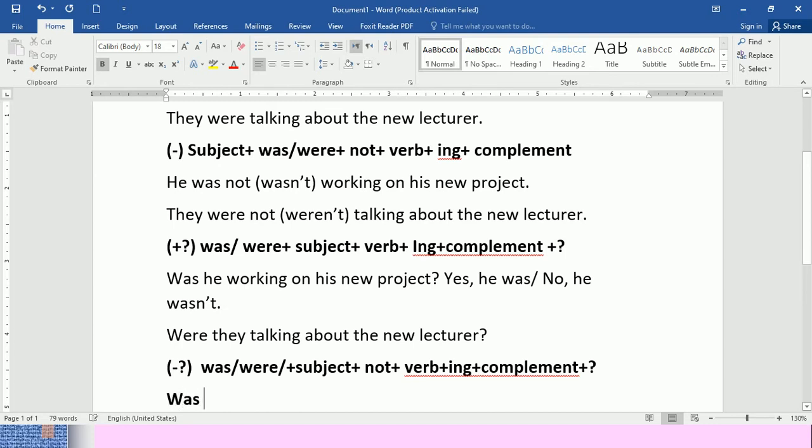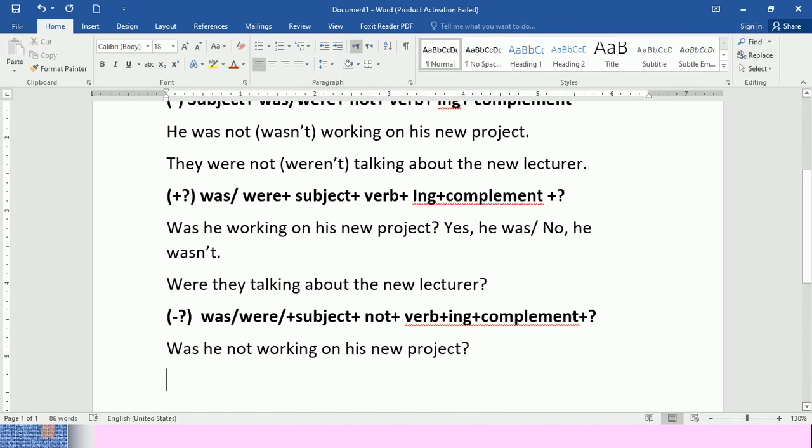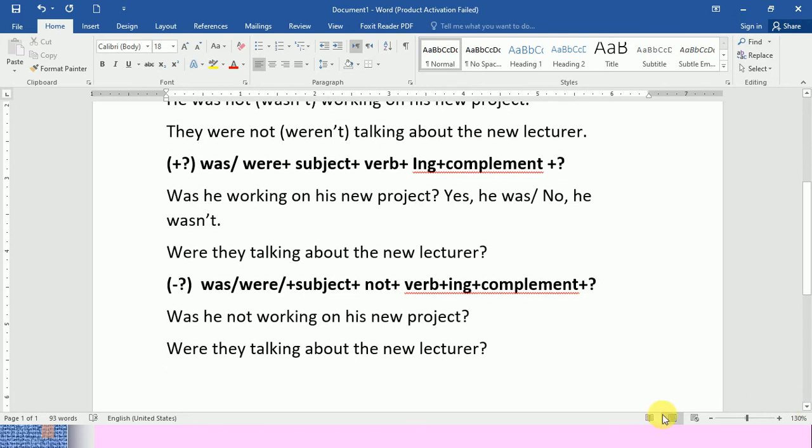For example, this is the formal one, okay? You say, was he not working on his new project? See, yes, he was, and no, he wasn't. Now, this is the second example. Were they not talking about the new lecturer? Okay, this was a formal one.